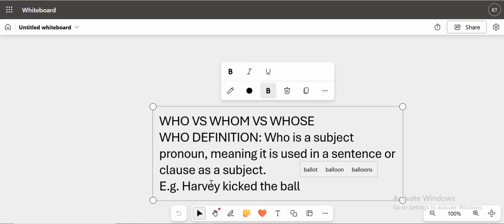Now, in this example, we have a simple sentence, and the sentence is Harvey kicked the ball. Now, what is the subject, or who is the subject in this sentence? Harvey, because he was the one that performed the action. He kicked the ball. And this is a perfect example of what or who a subject is in a sentence. Now, if we say that who is used as a subject pronoun in sentences or clauses, what we are saying in essence is that we use it to represent a subject in a sentence.